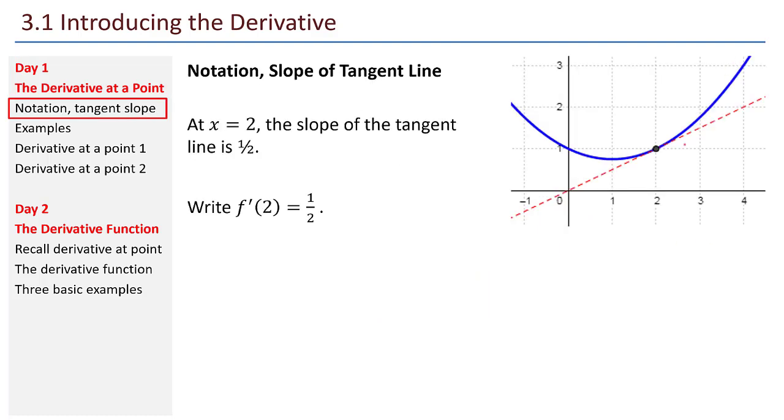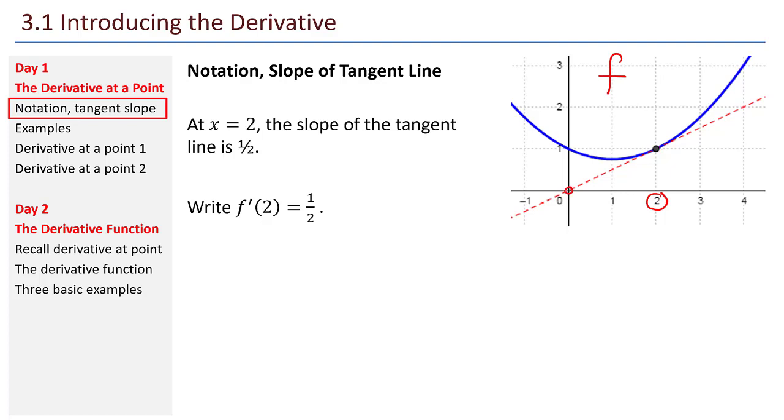Suppose that the blue curve to the right is the graph of a function f. And we see that at x equals 2, there's a tangent line. The line is tangent to the graph of the function at x equals 2. Also, can you tell what the slope of that line is? The slope of that tangent line is 1/2.